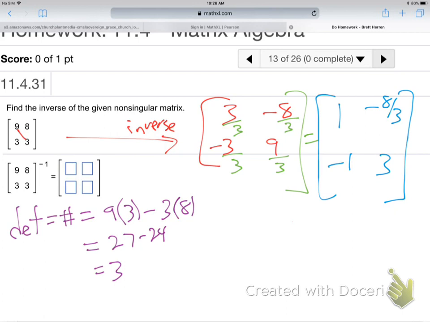So that's the inverse. If you multiply by that, it's like dividing by the original. Make sense? It's like multiplying by a half, which is the same as dividing by 2. That's how we're going to divide in the matrix world. We'll multiply by the inverses. Good?